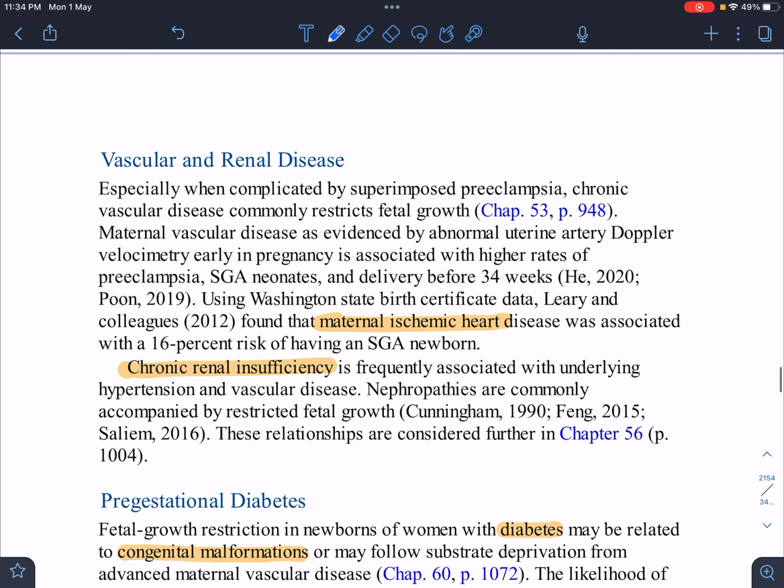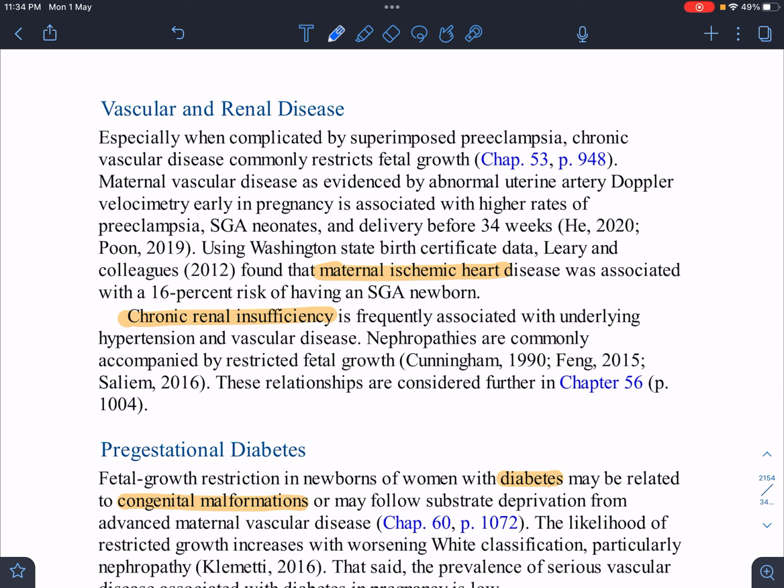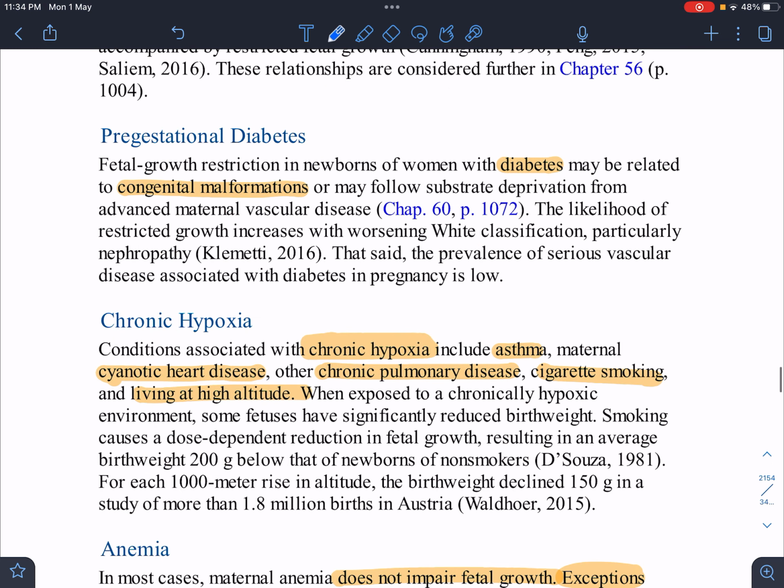Okay, socioeconomic factors we have discussed already. One vascular renal disease which definitely restricts fetal growth is, you can say, maternal ischemic heart disease, with 16% risk of having an SGA newborn, and chronic renal disease. So the heart and kidneys are very important. Okay. Now pre-gestational diabetes may have congenital malformation, or there can be some deprivation. As such, it might not lead to FGR. It's more related with macrosomia.